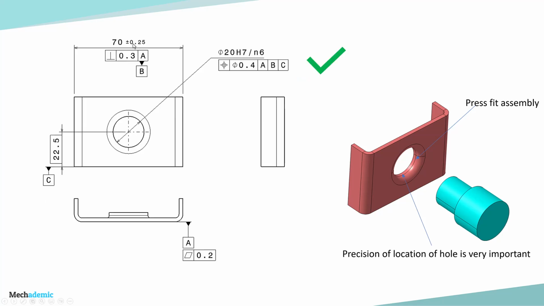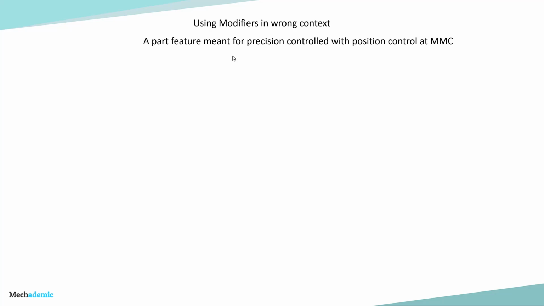this case. Another common mistake is using material condition modifiers in position control in the wrong context. So the MMC modifiers and LMC modifiers have to be used in the right context. Using them unnecessarily in the wrong context can result in a part which is required to be high precision, which can actually be suboptimal in terms of functional performance. So, applying modifiers on a part feature meant for precision control with position control at MMC.